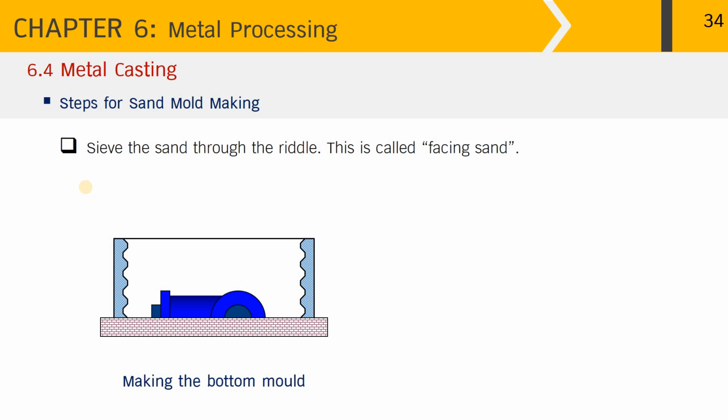In the next step of sand mold making, remember that we have to make the bottom mold first. Here we put the flask onto the base and then place the bottom half of the pattern onto the base. Then we have to sieve the sand through the riddle, and this is called facing sand. Facing sand needs to be clean and fine because it determines the final surface finish of the metal casting.